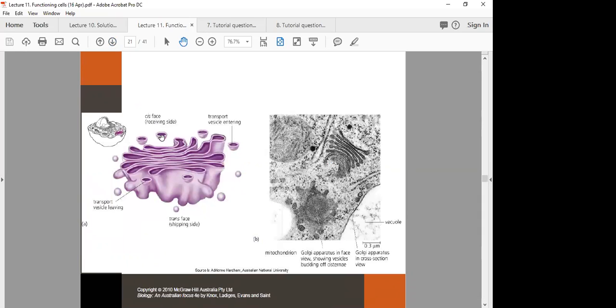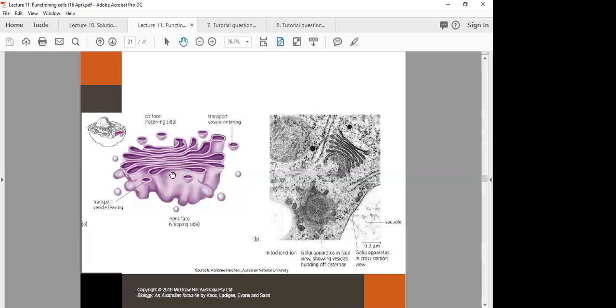So these vesicles are basically tiny little bits of membrane that have budded off from the endoplasmic reticulum, and then they're transported to this side, the cis side of the Golgi, where they then fuse with the Golgi apparatus and deposit their contents into the lumen of the Golgi. And then those substances are further processed as they pass through the Golgi apparatus. They're sorted, they're tagged in some way depending on what the substance is.